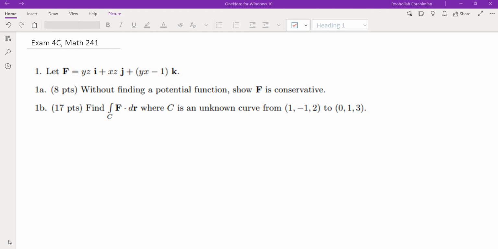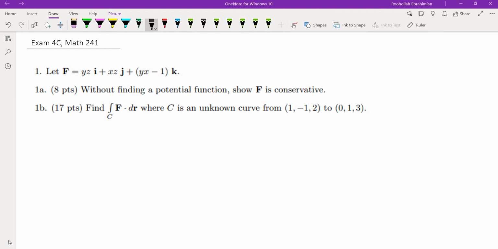Hello, in this video we're going to go over a sample exam on surface and line integrals. The first problem is asking us to show that this vector field is conservative without finding a potential function. In order to show a vector field is conservative, we need to show two things. First, the curl of that vector field is 0, and second, the vector field is defined everywhere.